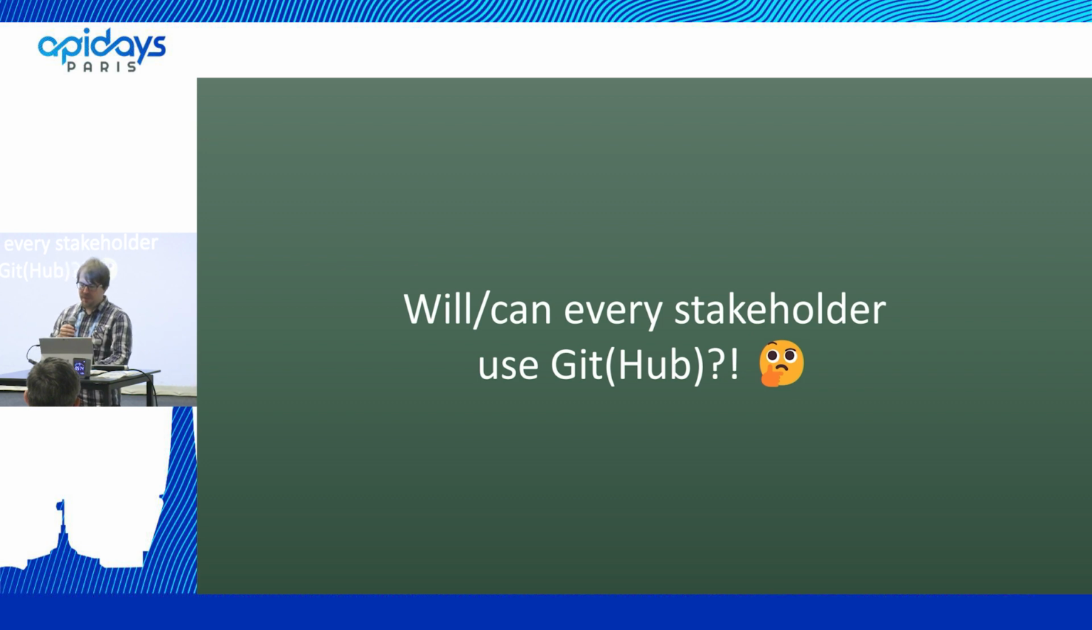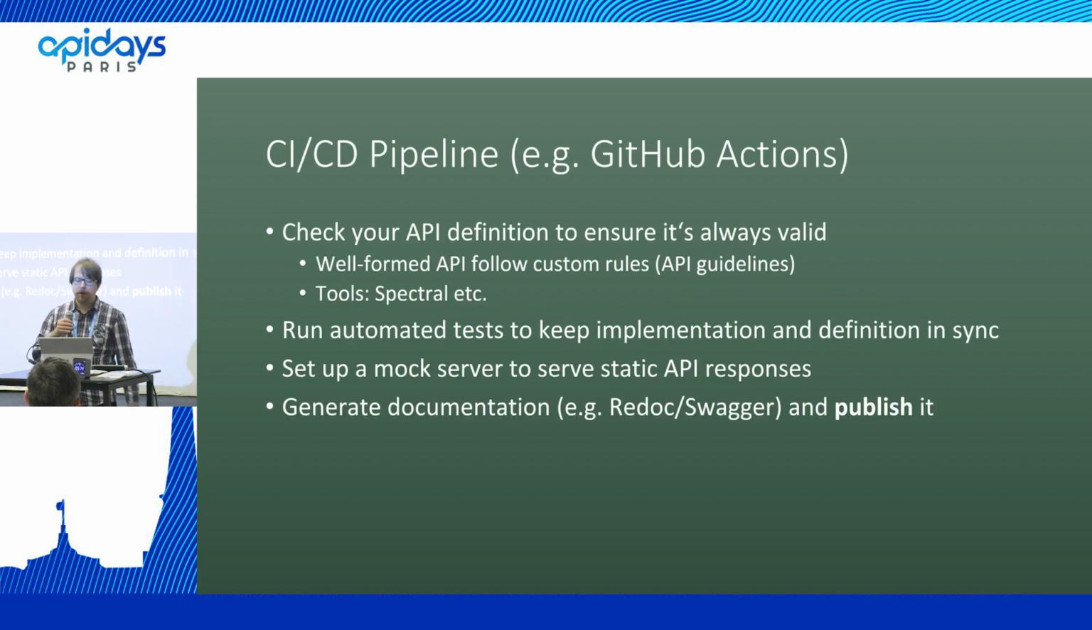And before that, I want to quickly talk about using continuous integration, setting up a pipeline. For example, if you use GitHub, it could be GitHub Actions for your API definition repository. And I think there are a few nice things that you can do. You can check whether your API definition is valid. You can add some tools like Spectral, for example.